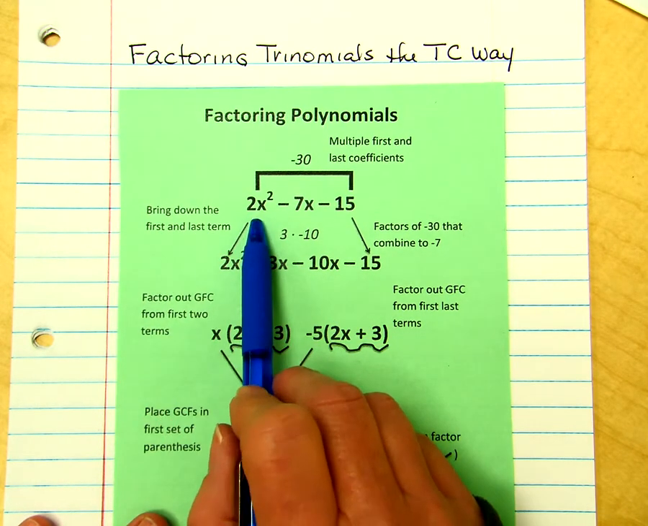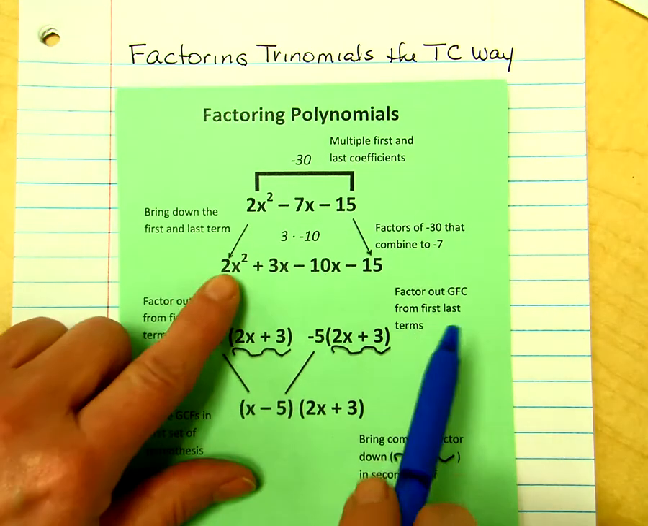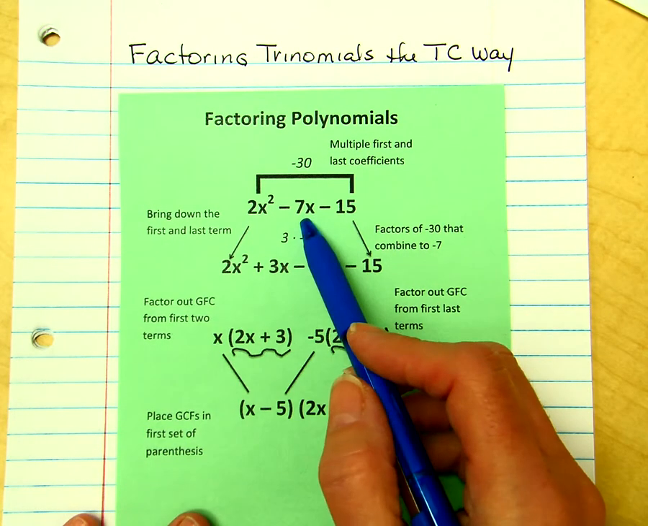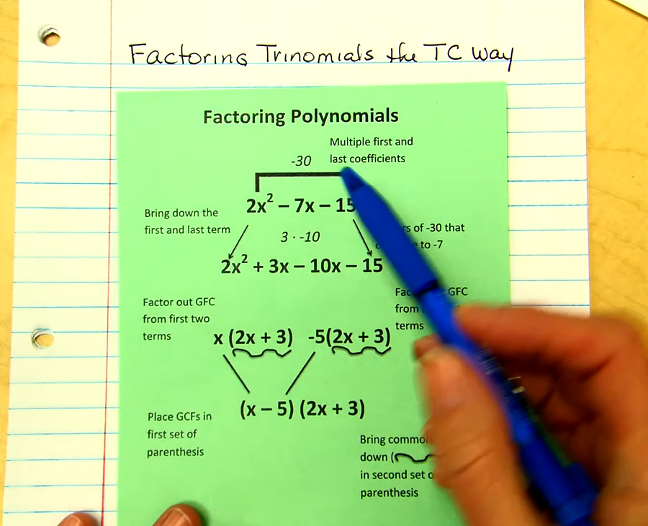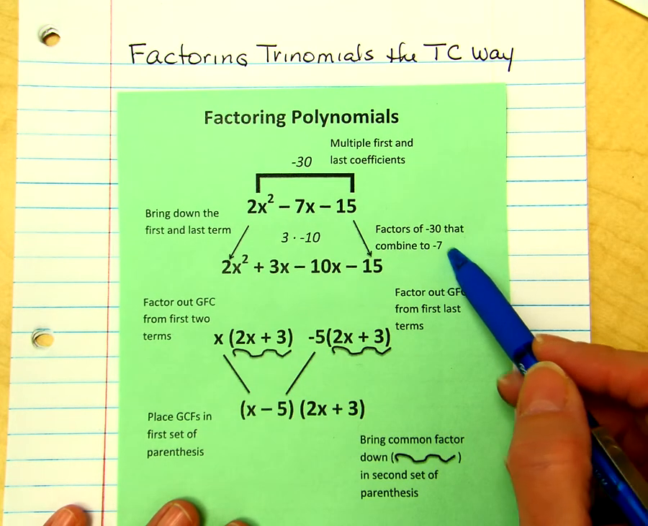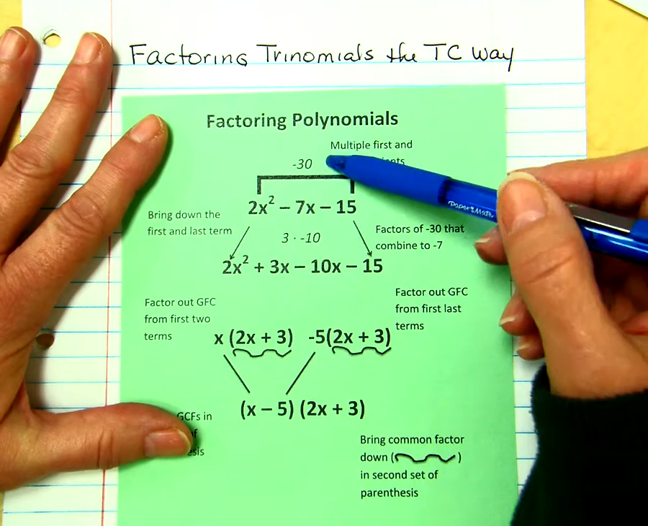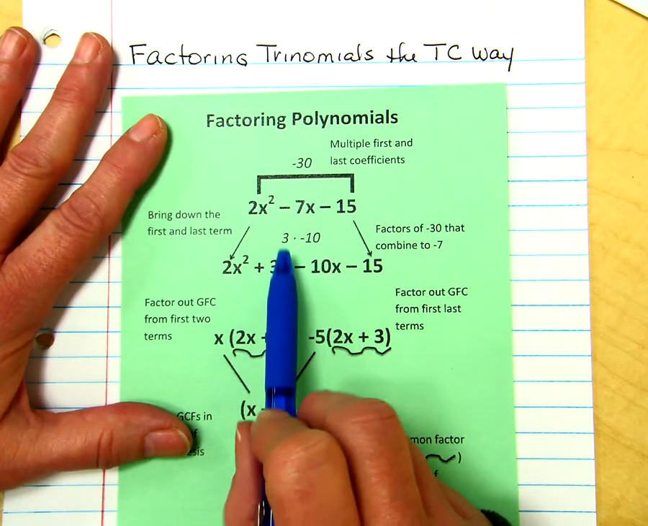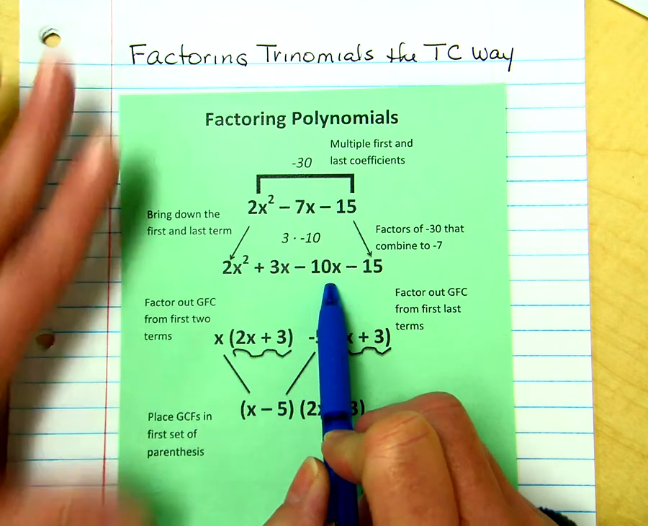The next thing we're going to do is take the first term and bring it down. We're going to take the last term and bring it down. So we have 2x squared and negative 15. Now we're going to take this middle term and split it into two terms. We are looking for the factors of negative 30 that combine to give us a negative 7. Since 3 times negative 10 is negative 30 and 3 plus negative 10 is negative 7, we're going to split this negative 7x into a positive 3x and a negative 10x.